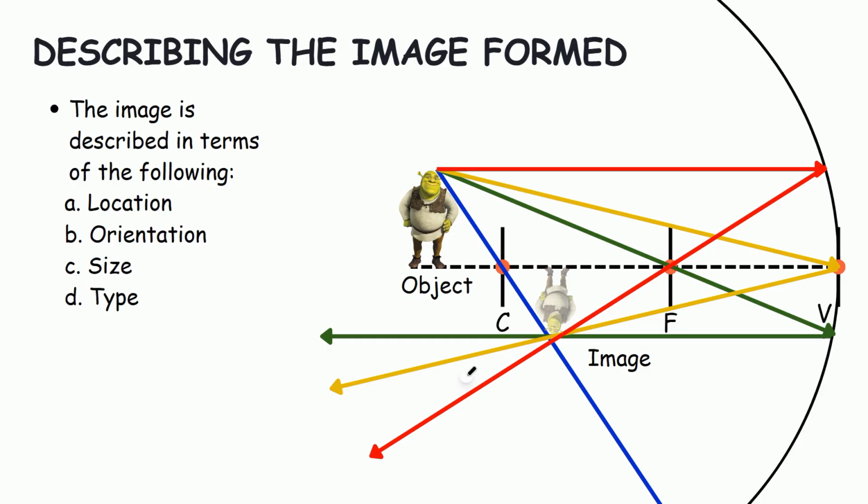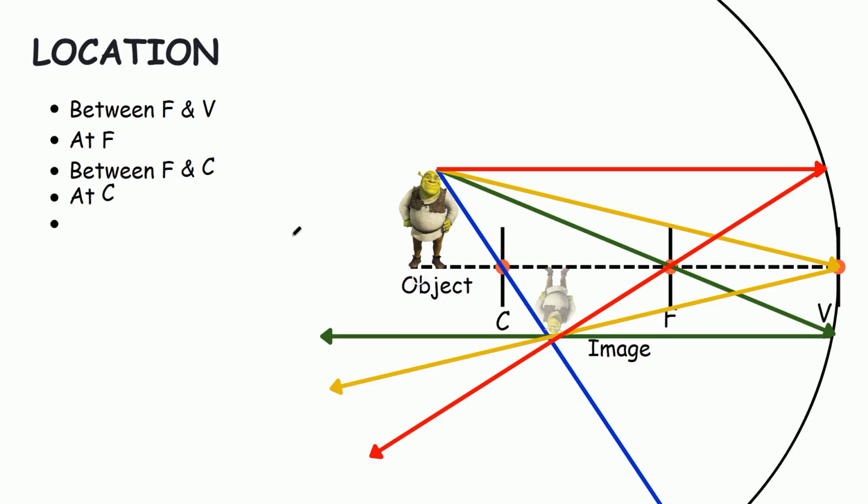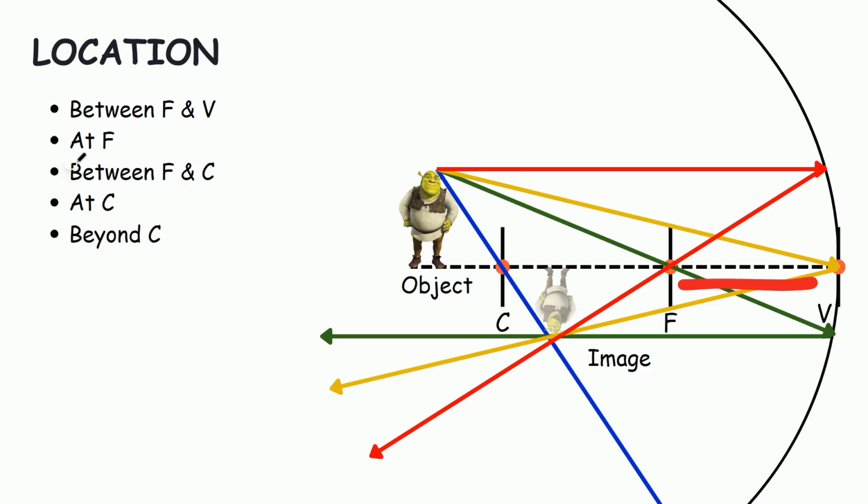So by describing the image formed, the image is described in terms of the following. We have the location, the orientation, size, and type. So basically, it's lost. Shrek is lost. Where is he lost? So first is the location. So we have the following choices. It can be between F and V, or the focal point and the vertex.